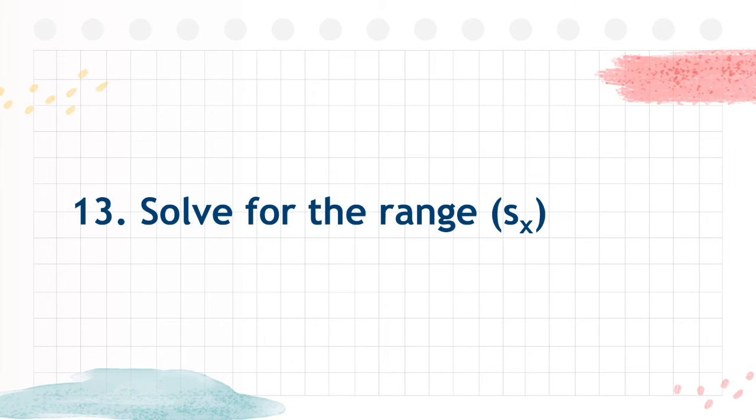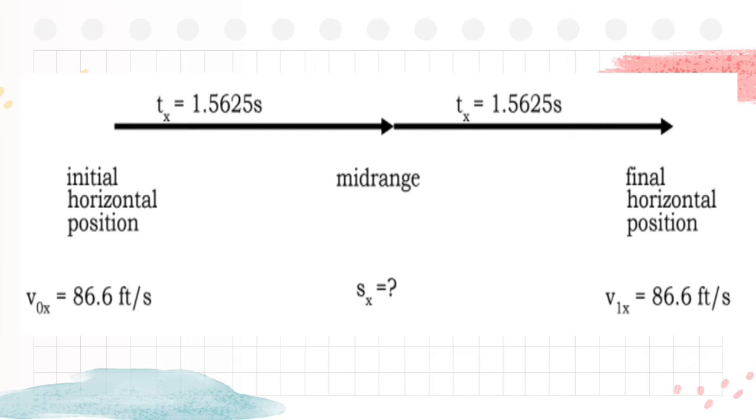For number 13, solve for the range. To solve for the maximum horizontal distance or the range, we consider the horizontal motion and apply the kinematic equation. Please see the image flashed on your screens for your reference. So we have here the initial horizontal velocity, which is v naught x is equal to 86.6 feet per second.